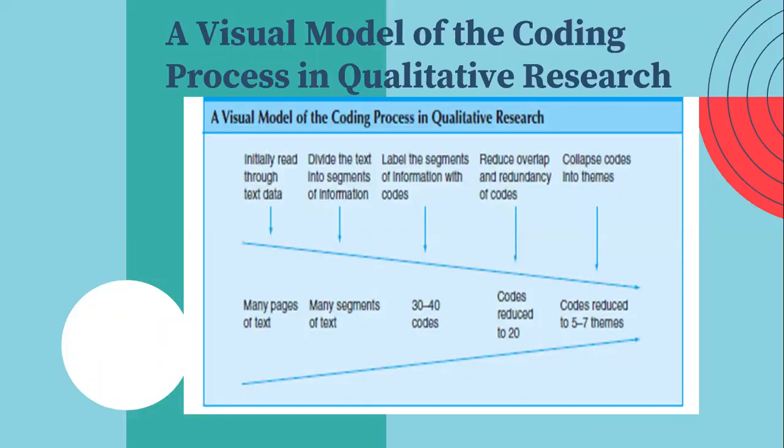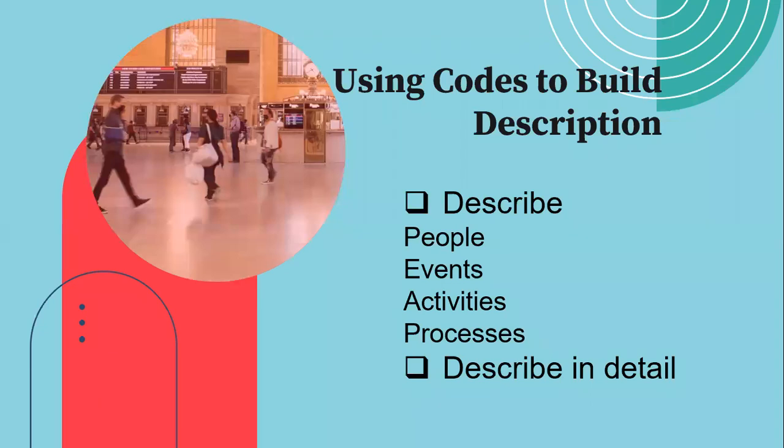Okay, this is the visual model of the coding process in qualitative research. The first step is to initially read through the text data, many pages of text, and after that, divide the text into segments of information, many segments of text, and label the segments of information with codes. It's about 30 to 40 codes. And after that, reduce overlap and redundancy of codes, reduce to 20, and collapse codes into themes. It's about 5 to 7 themes.